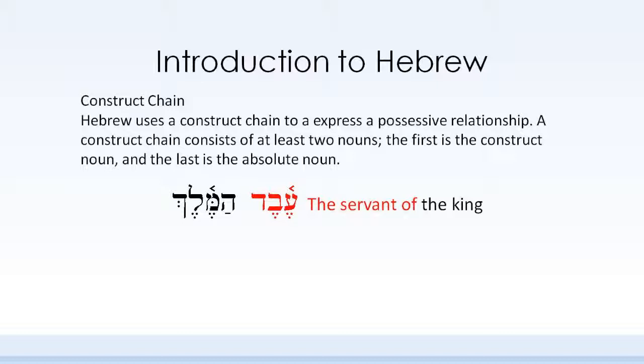Hebrew uses a construct chain to express a possessive relationship. A construct chain consists of at least two nouns. The first is the construct noun, and the last is the absolute noun. In the example below, we see the Hebrew expression Eved HaMelech, the servant of the king. In this particular construct chain, Eved is in red, it is the construct noun, and HaMelech is the absolute noun, which is in black.